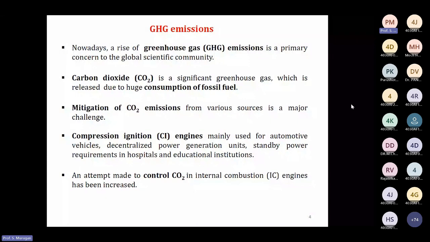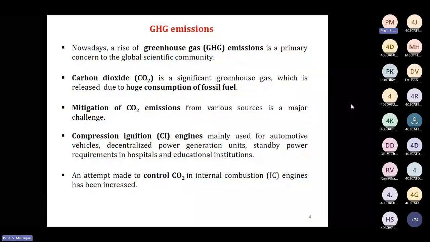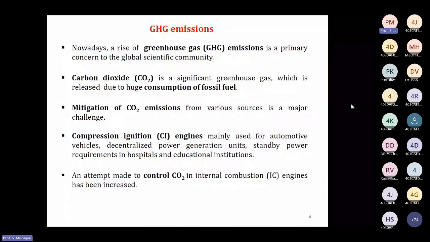Petrol engines or gasoline engines are examples of spark ignition engines, which are mainly used in passenger vehicles. They are lightweight, high-speed engines relative to compression ignition engines. Compression ignition engines are mainly used in automotive vehicles, decentralized power generation units, and standby power generation units, which are required in hospitals, educational institutions, and the like.